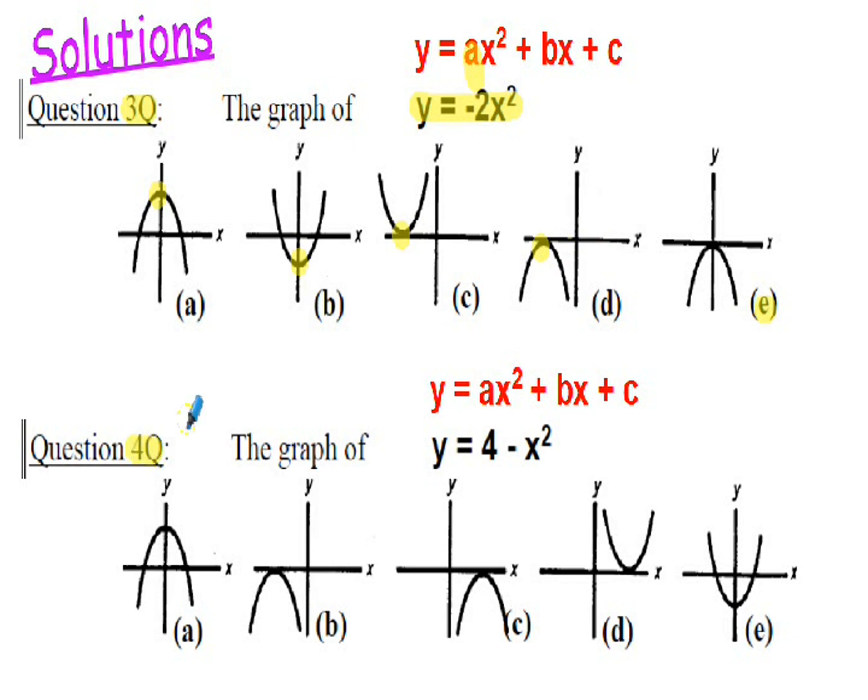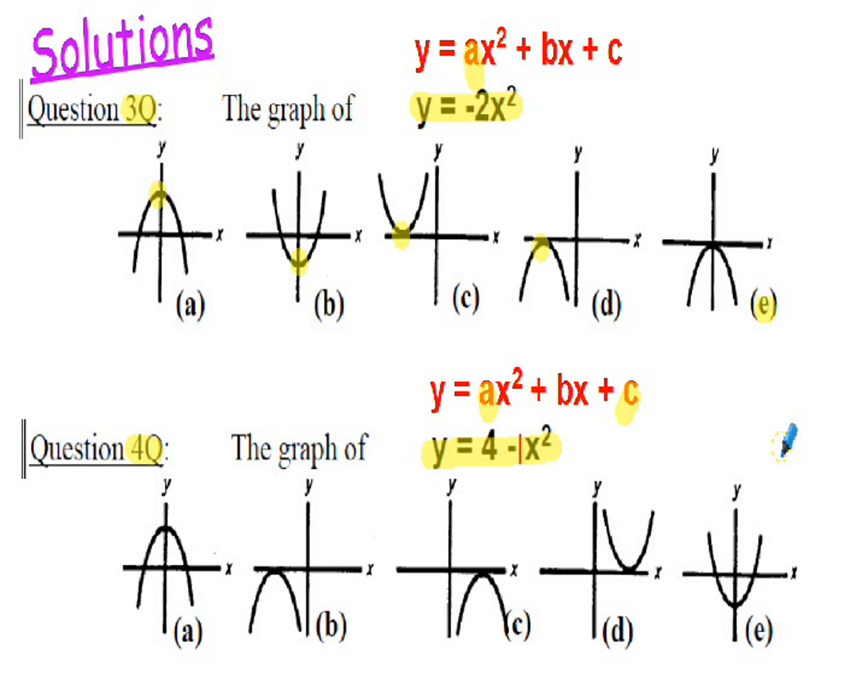Question 4Q solution, we're given a graph of y is equal to 4 minus x squared. Now be careful here, the 4 is actually the constant c, and the minus x squared is actually the ax squared term. Again, notice that there's a 1 in front of the x, so it's minus 1x squared in this case. So again, if we've got a negative a term, that means we're going to have a hat shape. The 4 for the c means we're going to cross it 4 on the y-axis.